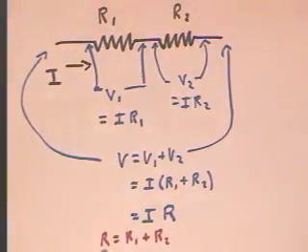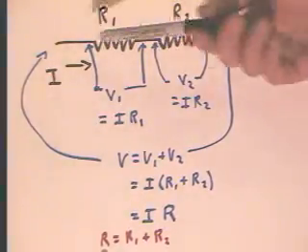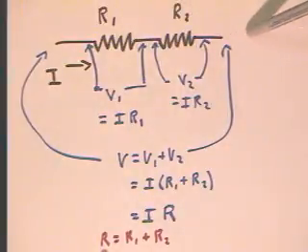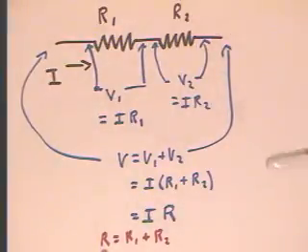And since charges can't build up at a point in this circuit, the current flowing through one must be equal to the current flowing through the other. The current that gets through here has to go someplace. The only place it has to go is through here. It can't sit around and accumulate.